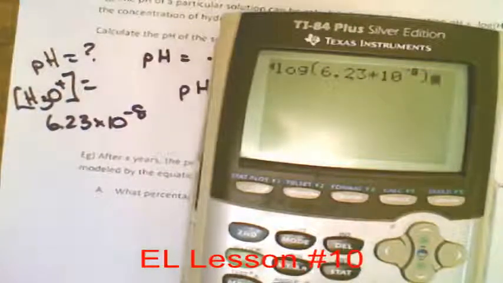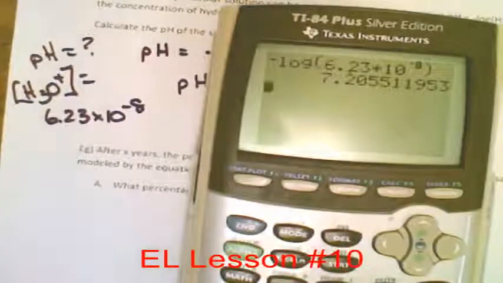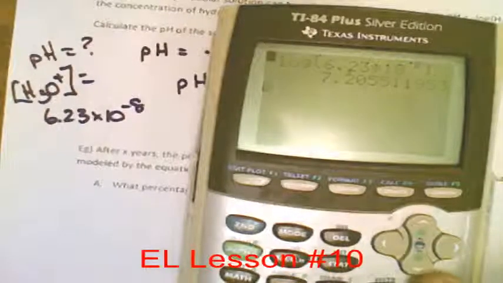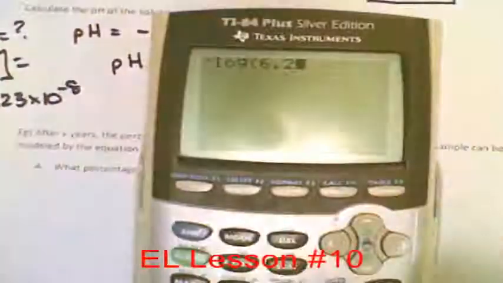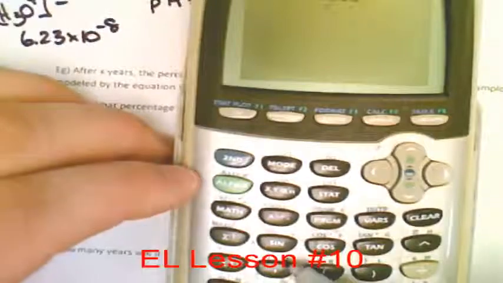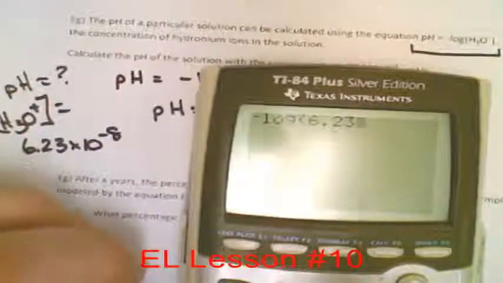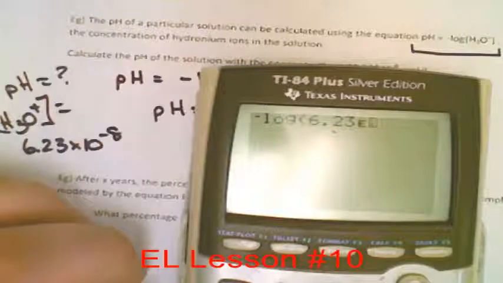Now, to type that into the calculator, I look at log here. What's that log? Well, what type of log is that? I can't see the base. I don't know what the base is. Well, that's a base 10 log, which is really nice because that's what the calculator does. So I have negative log of the concentration, which is 6.23 times 10 to the negative 8. Now, you can either do it like this, times 10 to the power of negative 8.